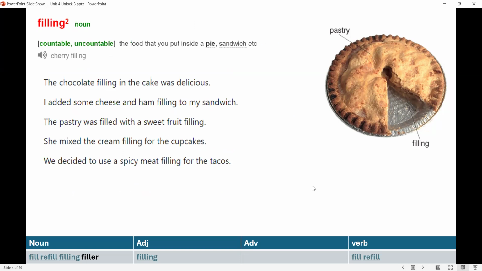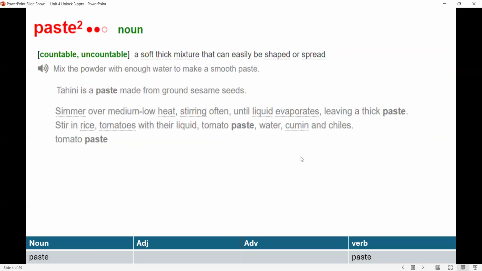Filling. As I said before, pastry is the outer layer, and filling is the ingredients that you use to fill inside the pastry. The food that you put inside a pie, sandwich, etc. is called the filling, like cherry filling. The chocolate filling in the cake was delicious. I added some cheese and ham filling to my sandwich.